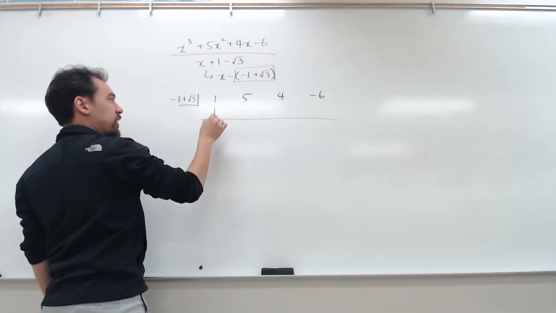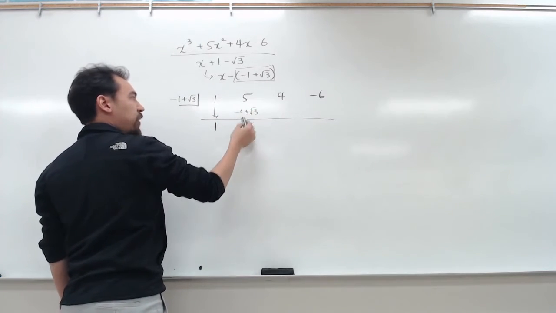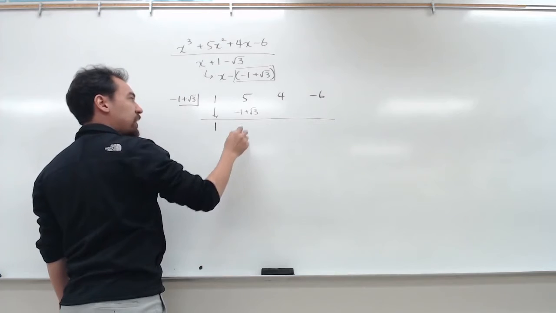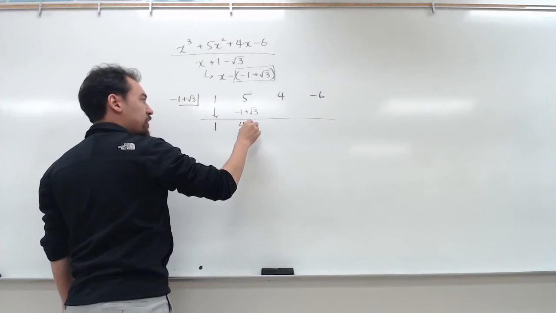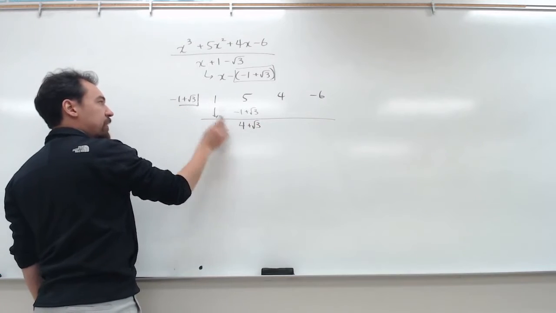The 1 comes right down. 1 times this is just itself. And then when I add, I'm going to take those and combine like terms. I'll get 4 plus root 3. Then I have to take this number and multiply by that number to get here.